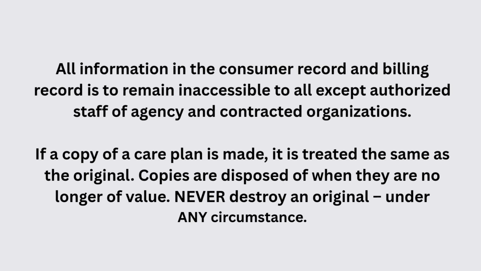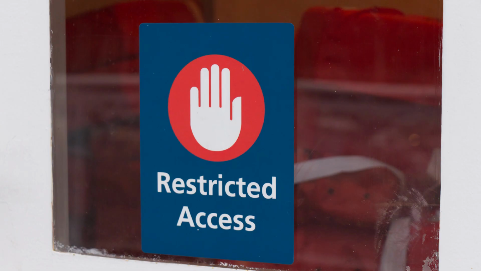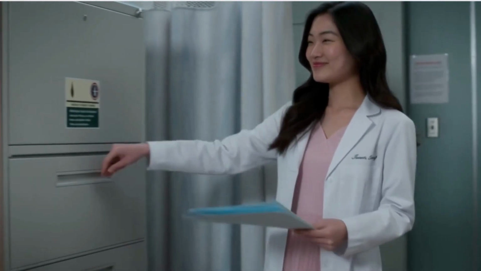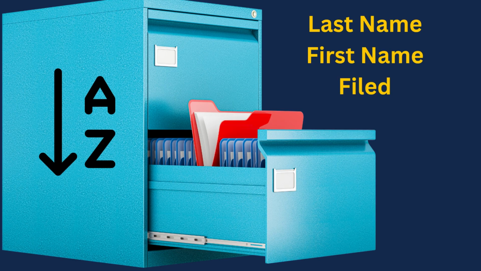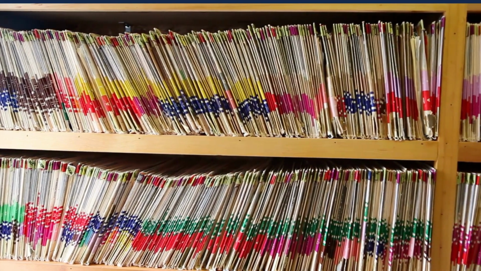When it comes to handling physical documents, consistency is key. If a copy of a care plan is created, it must be treated with the same level of care as the original. Once those copies are no longer needed, they must be disposed of properly. But remember, you must never, under any circumstances, destroy an original document. To prevent unauthorized access, all records must be kept under lock and key. For efficiency and security, please ensure all files are organized in alphabetical order by the client's last name.